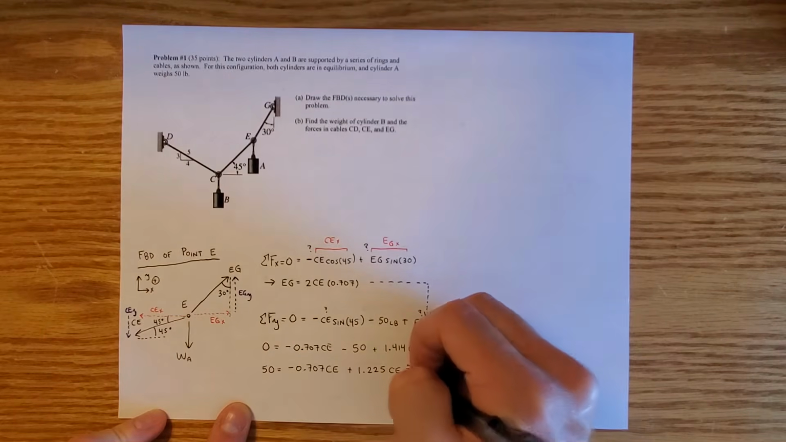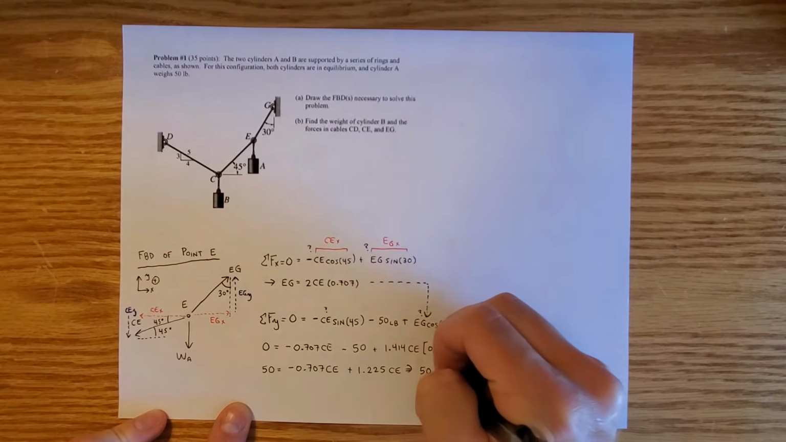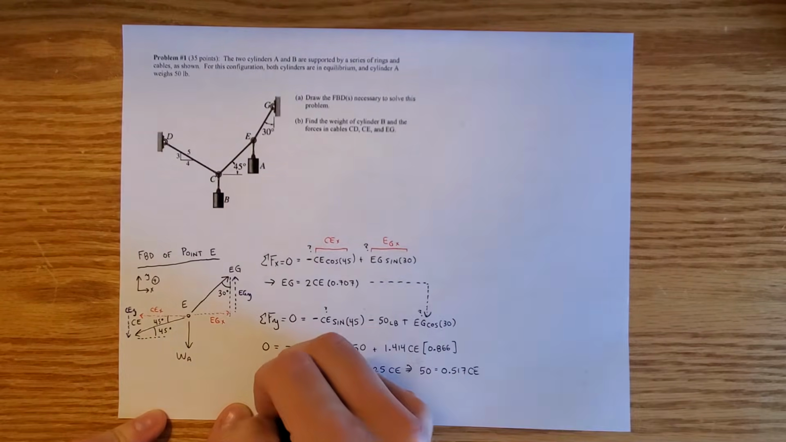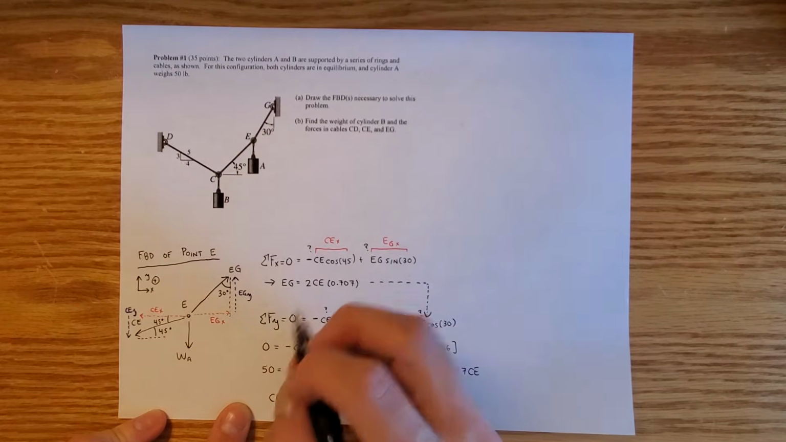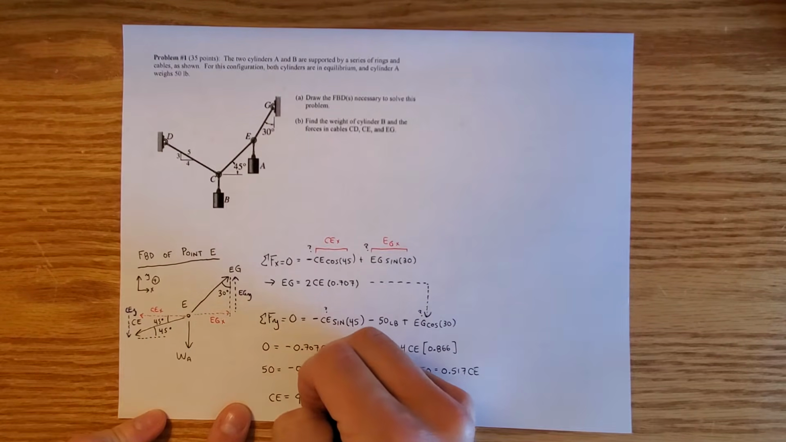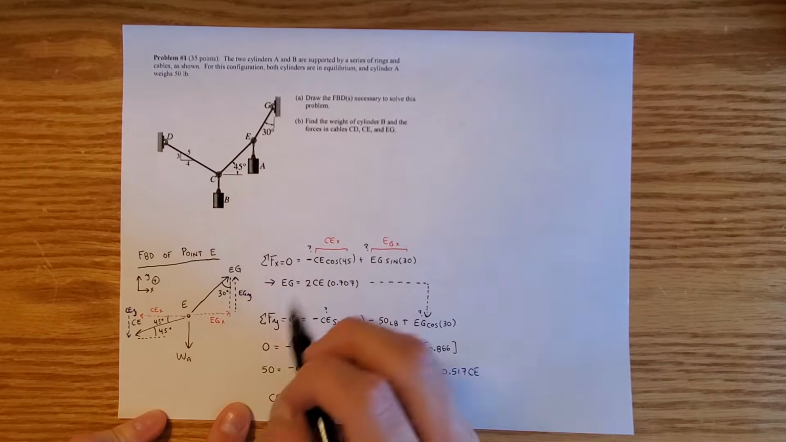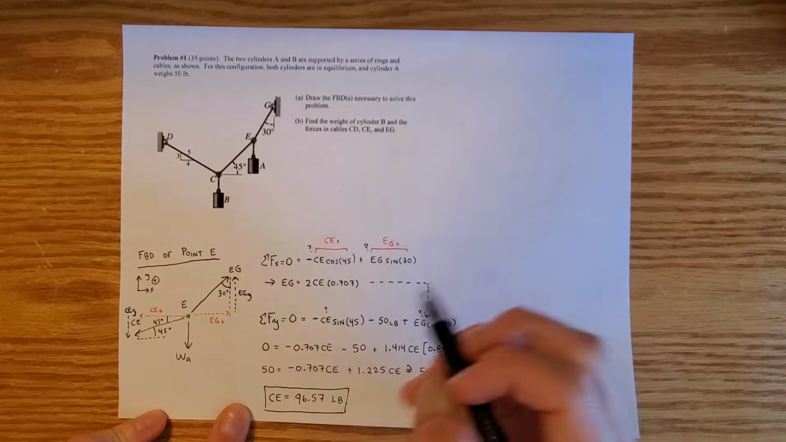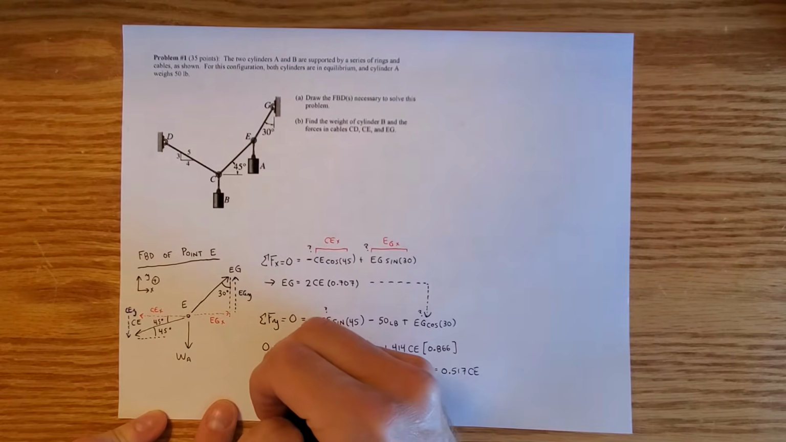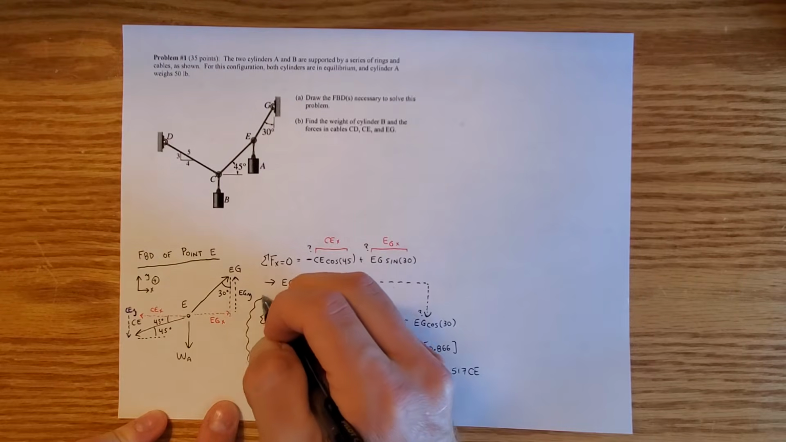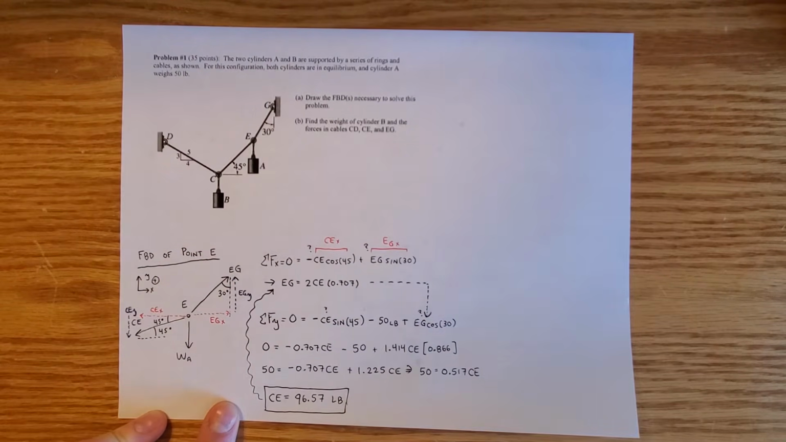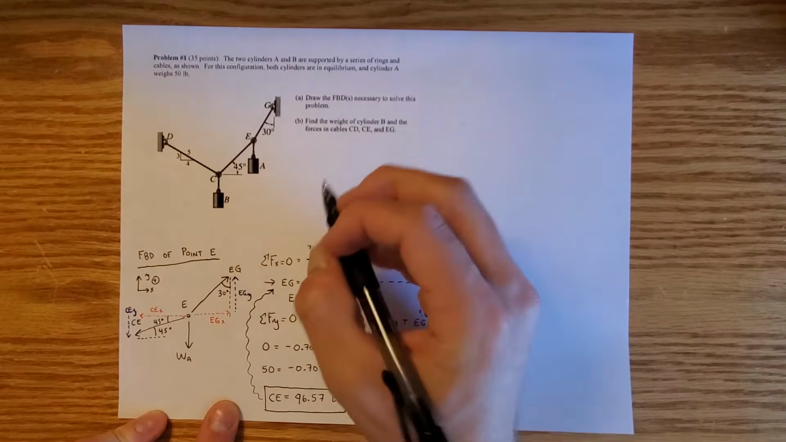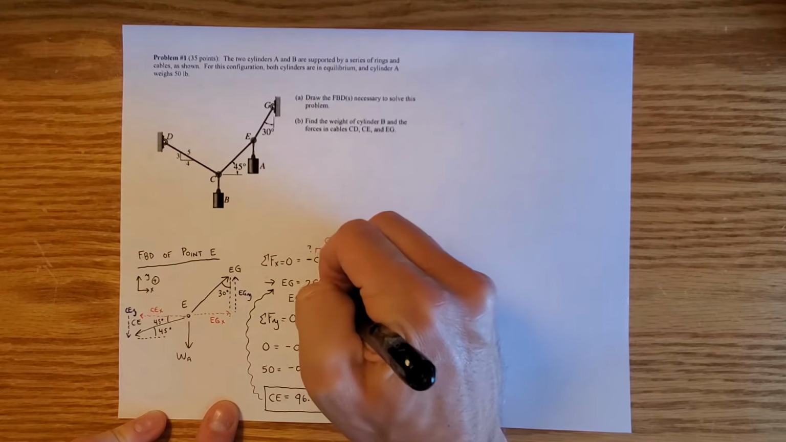So really what this becomes is that we've got 50 equals 0.517 CE. This tells us that CE is 96.57 pounds. Now what we can do is we'll take this value right here and I will plug it in to this equation over here. That will get me the fact that EG is equal to 136.55 pounds.